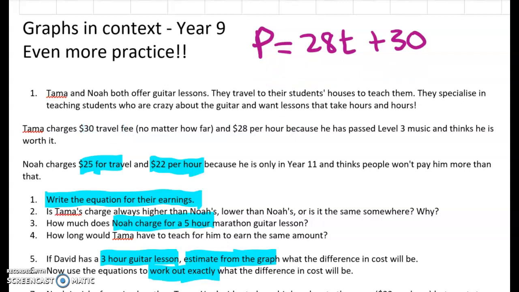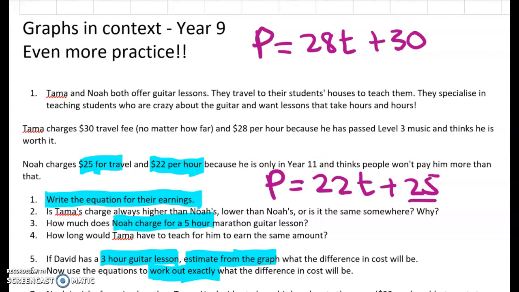Okay, so that's Tama, and now Noah's equation will be P = 22T + 25, $22 per hour, and $25 for travel. Okay, so we've written the two equations. Now let's look at them before we draw those graphs. Is Tama's charge always going to be higher than Noah's, or is it the same somewhere?